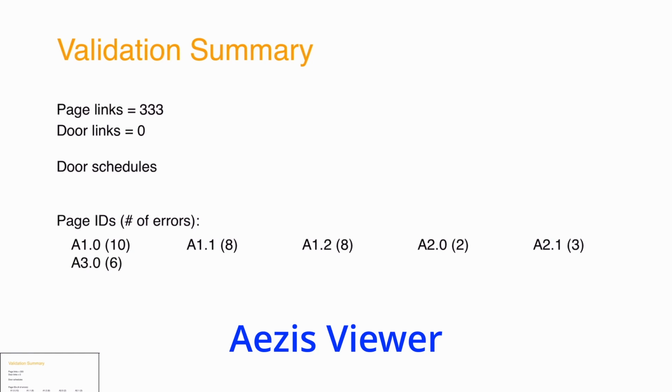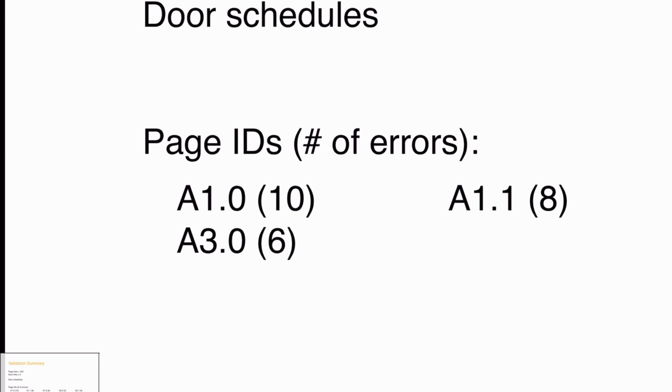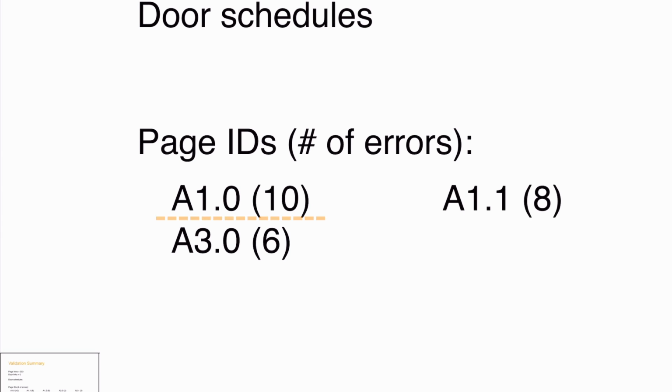AZ's viewer displays a validation summary, indicating the number of reference errors on each page. Sheet A1.0 has 10 errors, Sheet A1.1 has 8, and Sheet A3.0 has 6. Let's tap A3.0 to see the errors.